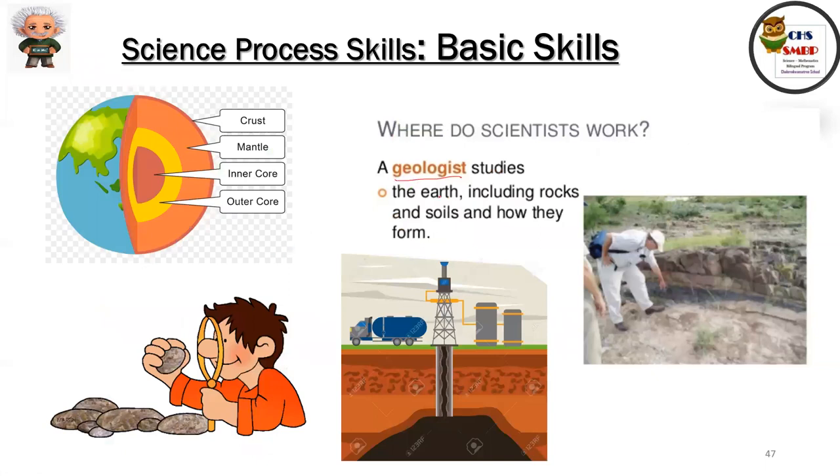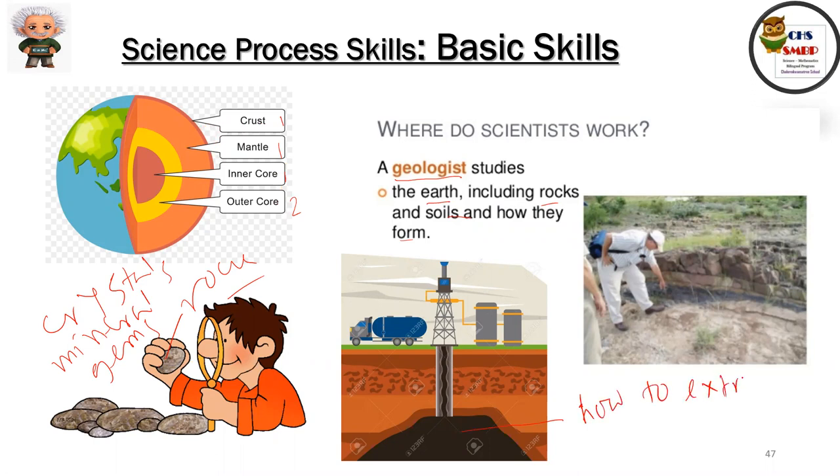Then you see a geologist. A geologist studies about earth, including rocks, soils, and how they form. So you can see our earth, right, is composed of crust, mantle, inner core, outer core, and then you see a rock, right, studies about rock. Then you also can study about crystals, minerals, gems like precious metals, and then you can study about how to extract oil. So we get oil, right, and a geologist can help us extract oil. And also you can see mining, like gold mining, then you can see tin mining. We have different types of mining. So all these works are done by the geologists.